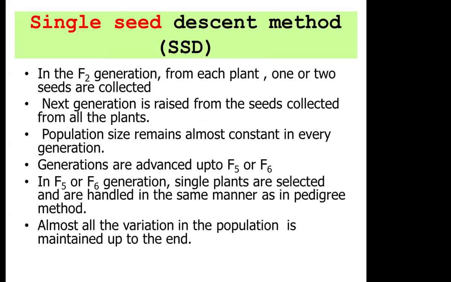Single seed descent. Here we select one seed from each plant in the F2 generation, and in the next generation we raise it from these seeds. Like this, the population almost remains constant. And in F5 or F6 we will be selecting single plants as in the pedigree method. Here almost all the variation in the initial generation, that is from F2, is maintained up to the end. That is the only advantage. But the skill and expertise of the breeder can't be applied in early generations in this one also. That is the disadvantage with this method also. Next slide.